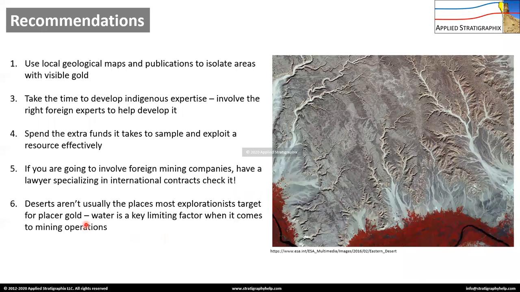So remember, deserts aren't usually the places where people go target placer gold. Water is a key limiting factor. So whenever you're going to do this, especially if you're a mining engineer, you need to think about how you are going to get past that challenge of doing placer mining when most large machinery is actually designed to run on water. Okay, so with that, I'll open up the floor to any questions.